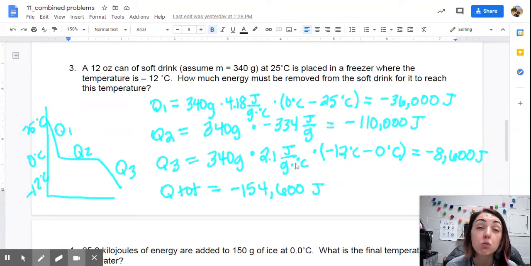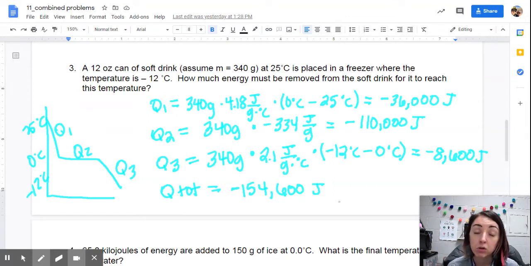340 times 2.1. It's ice now. So we use the solid specific heat capacity, your temperature change, and get negative 8,600 joules. Then I add them all up. And once again, note, I don't round again at the end. If they're whole numbers, you can just add them all up and leave it. You already did the sig fig rounding.